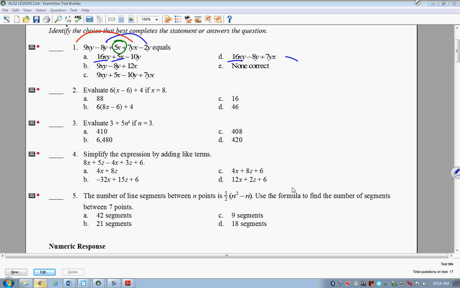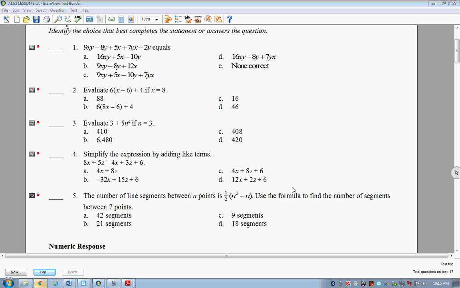Negative 10y. Okay, that's why I wind up with A as an answer. Okay, good so far? All right, let's clear some things out here. Go to number 2. Evaluate the expression. Simply in this case means to simplify.